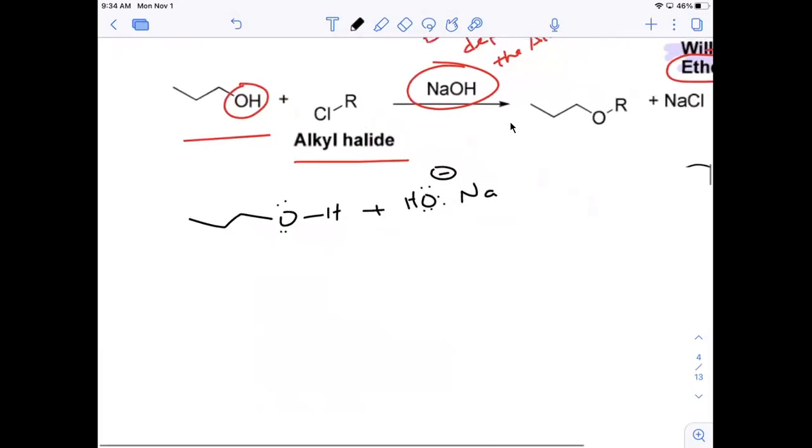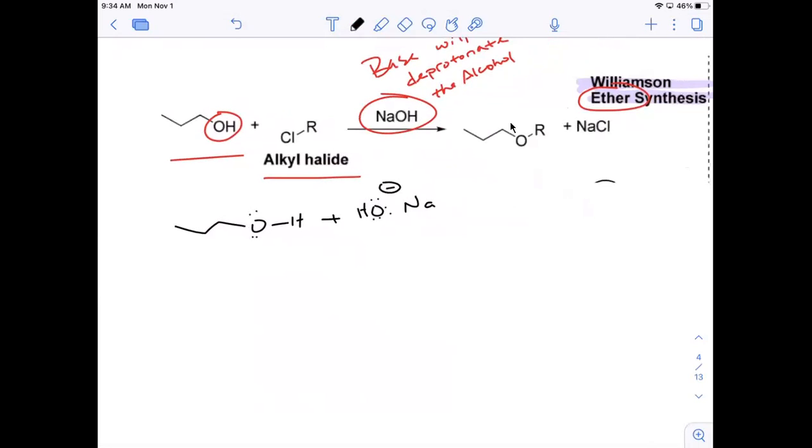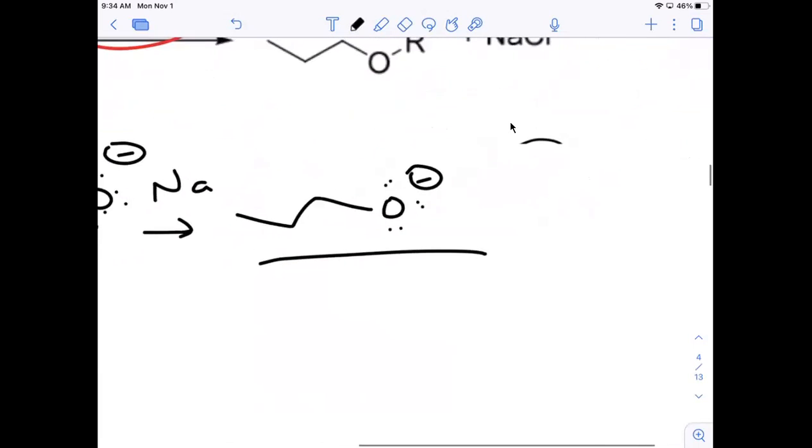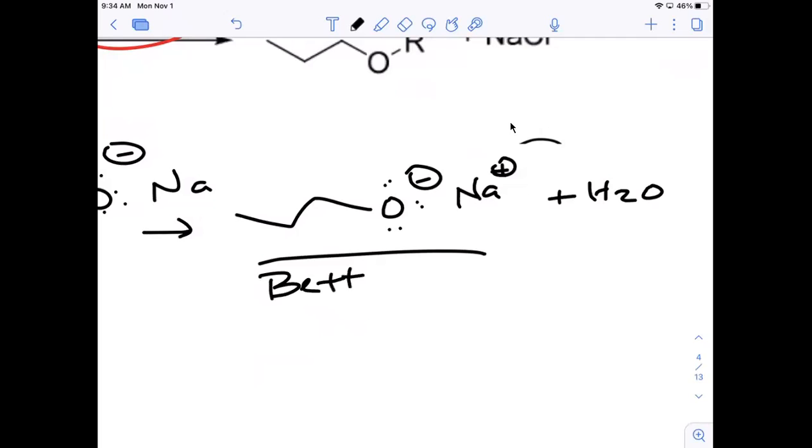So here's my base, and the purpose of the base, once it deprotonates the alcohol, is to make that oxygen a better nucleophile. Because now oxygen is going to be negative, plus that. All right, so this now is a better nucleophile. Remember, negative nucleophiles are always better than neutral nucleophiles.